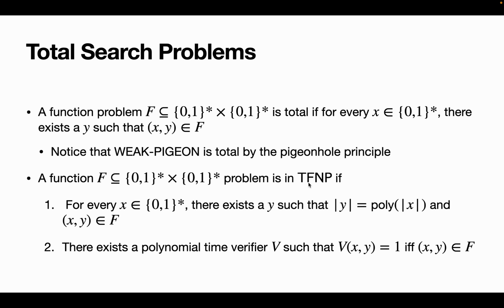And finally, we're going to be interested in total function problems which are in NP, TFNP problems. These are total function problems where there exists a polynomial time verifier which can verify answers to the problem for us. Notice again that weak pigeon fits this condition. Given x1, x2, which is a supposed collision, I can simply run the circuit on x1 and x2 and verify if it's indeed a collision.